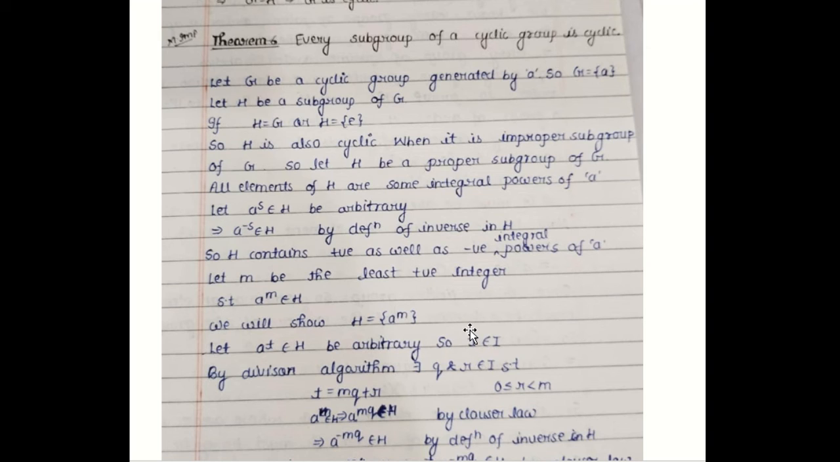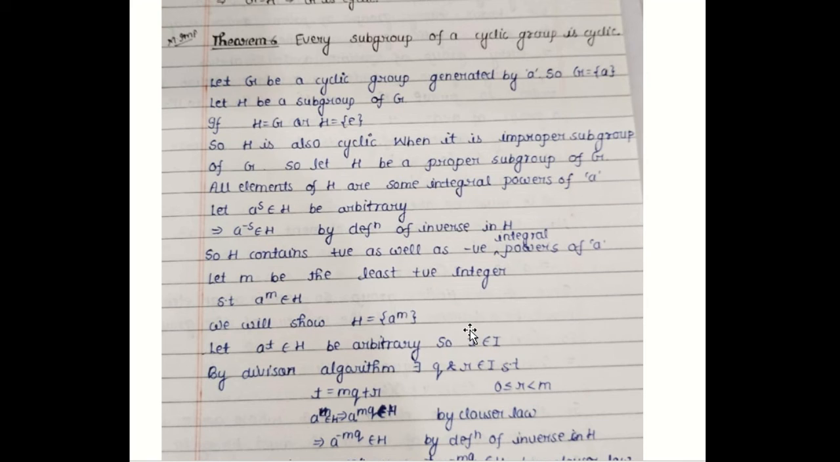So all elements of H are some integral powers of A. Let A to the power S belong to H be arbitrary. Then A to the power minus S belongs to H by definition of inverse. So H contains positive as well as negative integral powers of A. Let M be the least positive integer such that A to the power M belongs to H. Now we will show that H is a cyclic group generated by the least positive integer power, that is A to the power M.